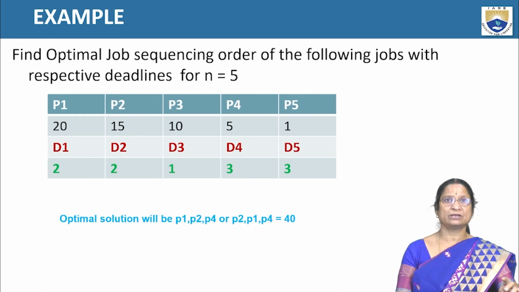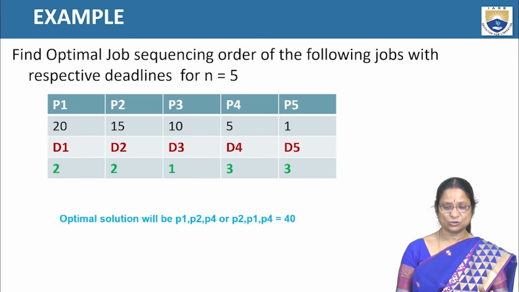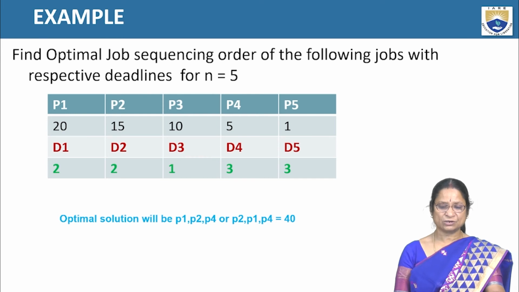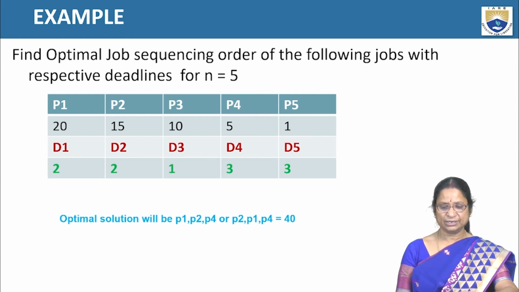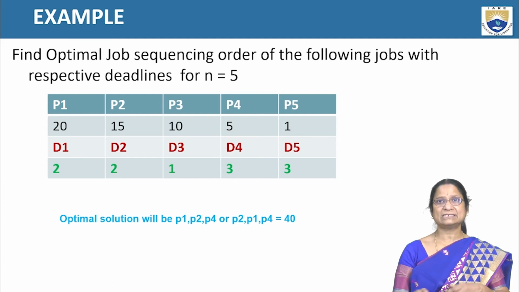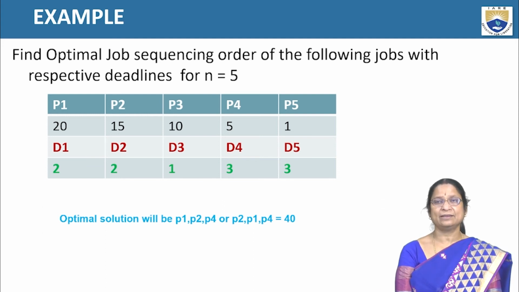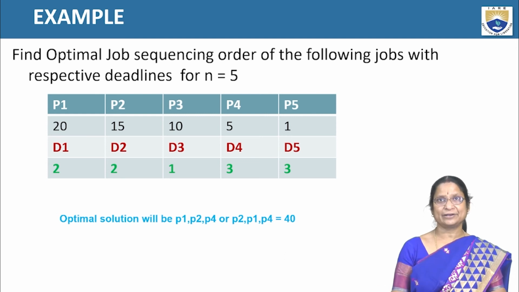We'll take one more numerical example. This is the optimal job sequence ordering of the following jobs, with n equal to 5. You observe here, profits are already in order: 20, 15, 10, 5, 1. And deadlines D1, D2, D3, D4, D5 are 2, 2, 1, 3, 3. What is the maximum deadline? Maximum deadline is 3. Maximum deadline 3 means 3 jobs can be possible in our case currently.